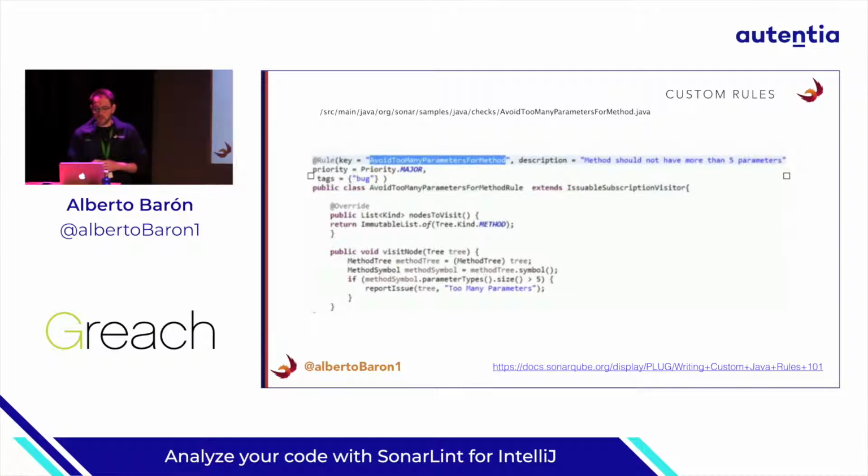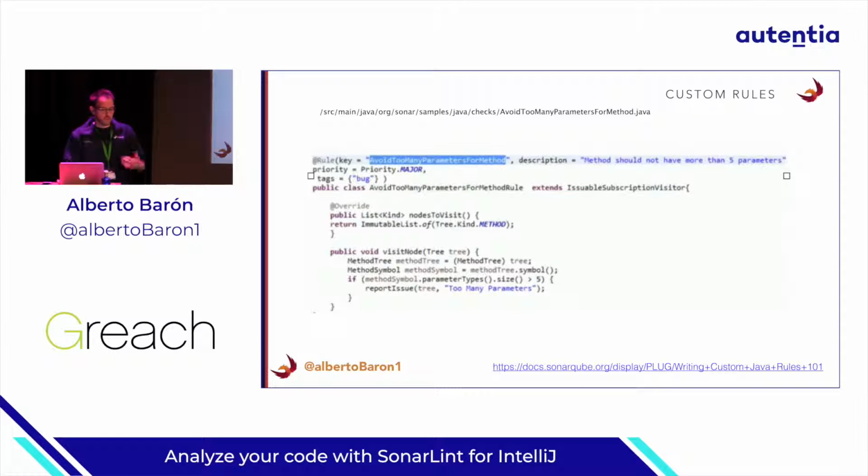Because we have chosen the tree kind method, we have the interface method tree to access the parameter types. In this case, my rule doesn't allow us to have more than 5 parameters. So to access the parameters, I use the method tree.